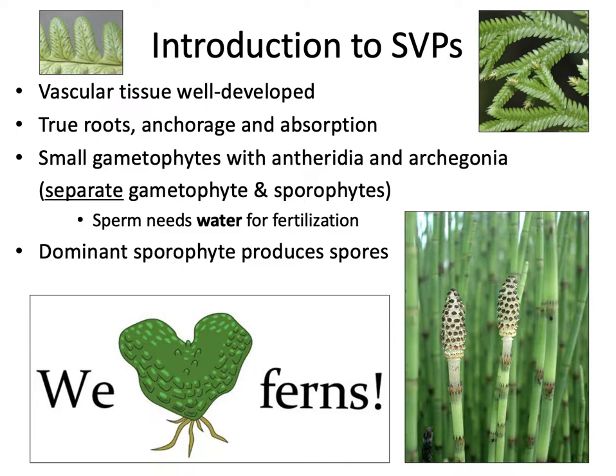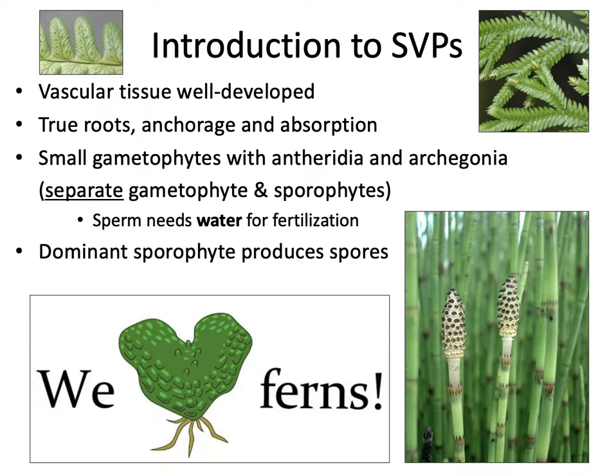The antheridium is the region where the sperm is produced, and the archegonium is the region where the eggs are produced. It's important to note that the seedless vascular plants have a gametophyte that is separate from the sporophyte. The sporophyte generation is what makes up most of the plant, and then the gametophyte is just a little chunk of tissue on the ground separate from the sporophyte.